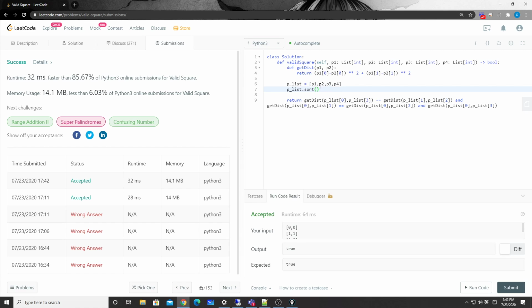For the other approach, I'm not going to implement it here. But basically we blindly get all the distances for all those six edge combinations, put them into a list, and then do a sort, right? And then we compare whether the first four are identical, and whether the last two are also identical. You guys can try to implement it if you're interested.